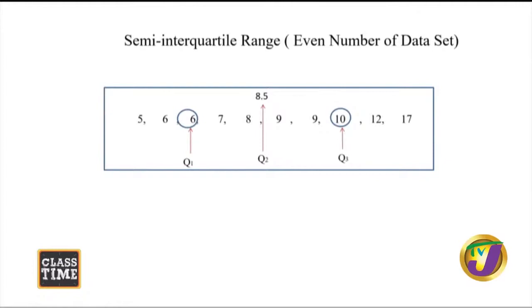While your first quartile would be 6, the upper quartile will be 10, as we have done before. So for your semi-interquartile range, the difference between your upper and your lower, divided by 2. So it would be 10 subtract 6, all divided by 2, and when we simplify it, we get 2.